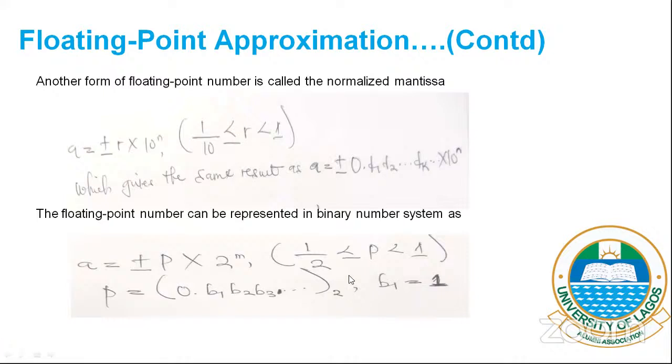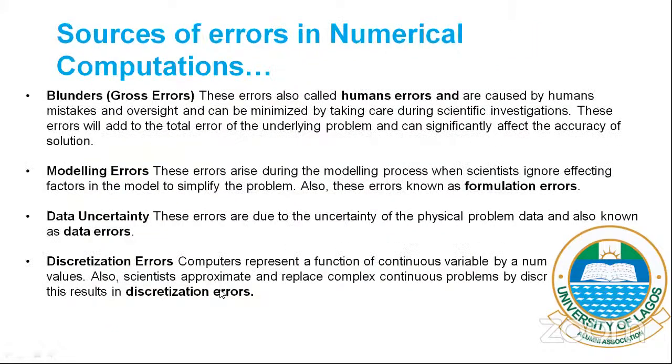Now, the sources of error. Please take it to the next slide. So, like I said, blunders are peculiar to humans, because humans by nature will make errors.